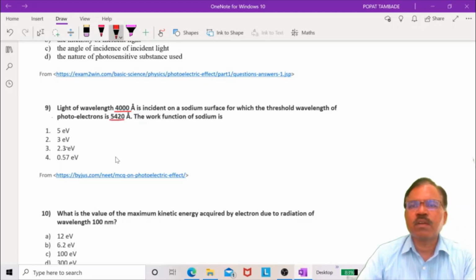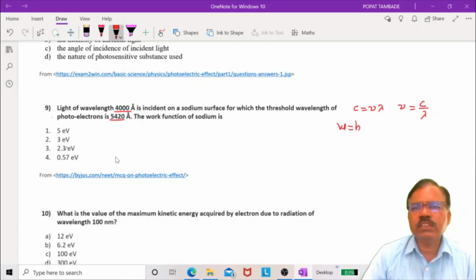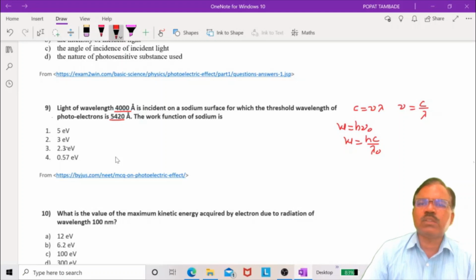And we know speed of light is frequency into wavelength. So frequency is c upon lambda. When lambda is more, nu is small or less. So we know work function is given as h nu 0, where nu 0 is threshold frequency. So I can write W is equal to h c upon lambda 0. H is Planck's constant, c is speed of light, and lambda 0 is threshold wavelength.